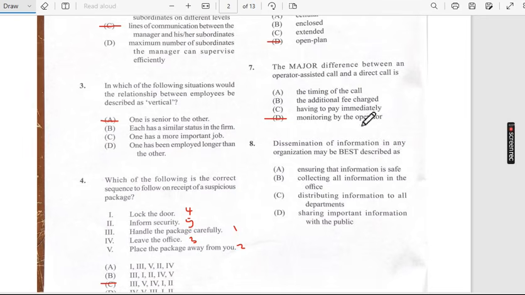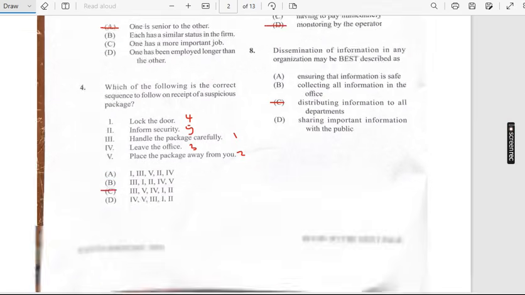Alright. Number 8, it says dissemination of information in the organization may be best described as. Is it sharing information with the public? No, it has to do with distributing information to all the departments.